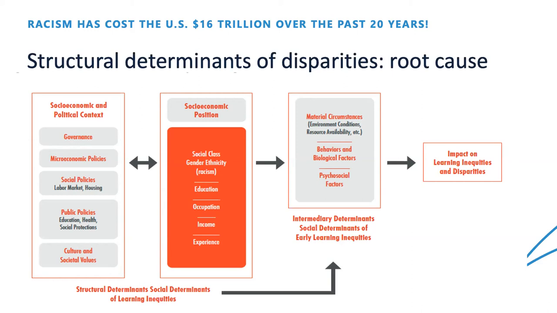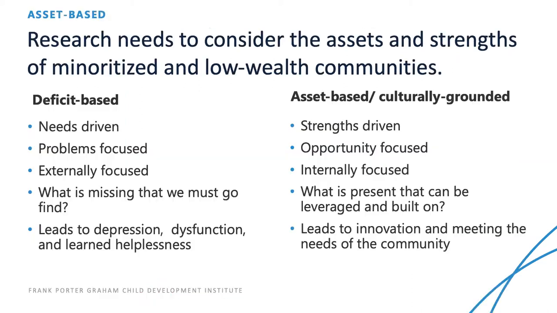Because inequities have been there for a long time, and just now we're seeing it with certain eyes. So I want you to consider both assets and strengths, thinking about it from the perspective of minoritized and low-wealth communities. Are you using a deficit lens, or a more asset-based, culturally grounded lens? Are you thinking about just needs, or also the strengths that come from it? People ask, how can you talk about needs and strengths at the same time? I think that's what we should be doing.